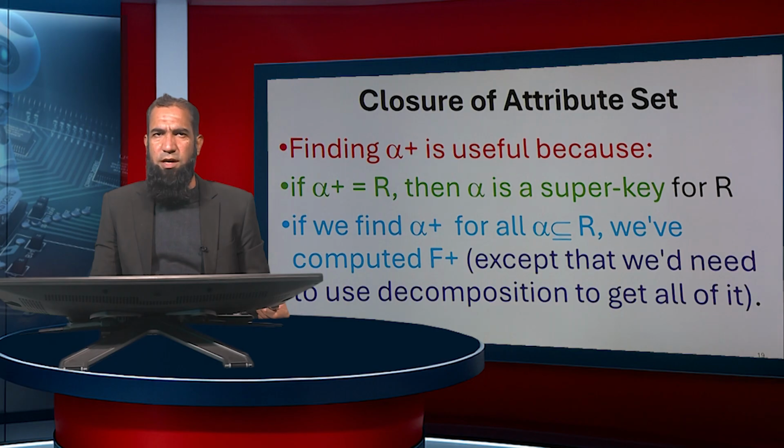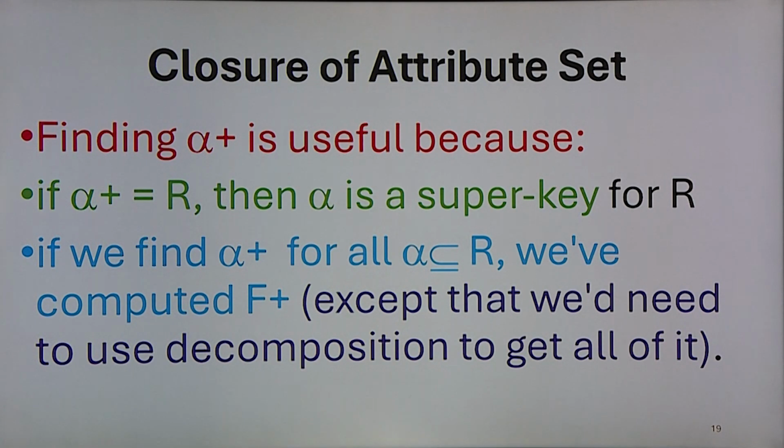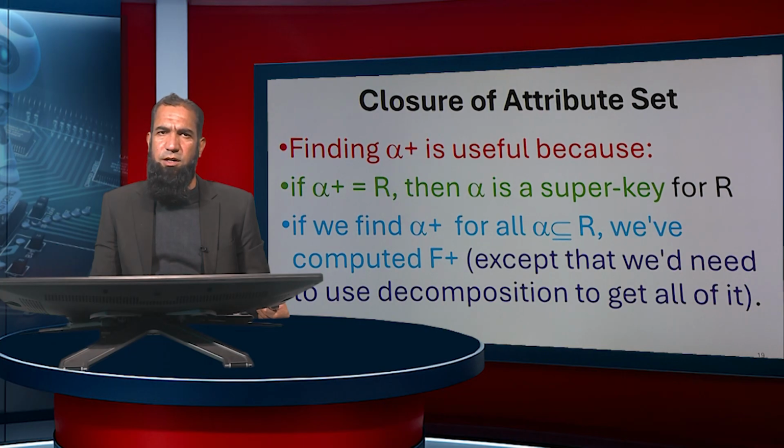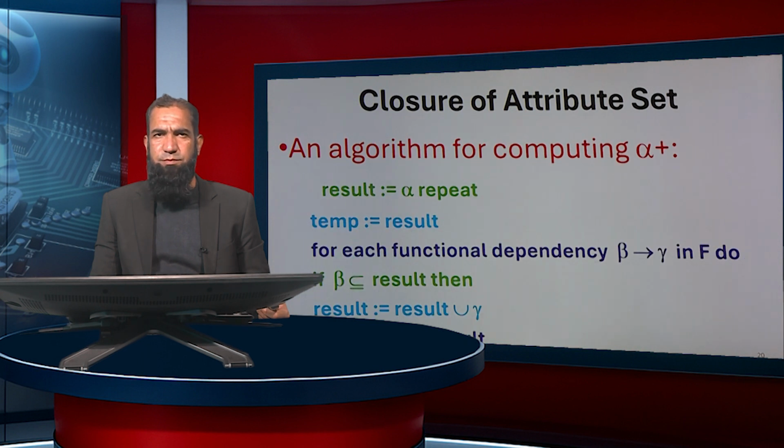Computing alpha plus is very useful in practice. First, if the closure of alpha includes all attributes of R, that is, alpha plus is equal to R, then alpha is a super key. Second, by finding the closure for every subset of attributes in R, we can determine F plus, the complete set of all implied functional dependencies. So alpha plus helps us to test keys and understand the overall dependency structure of a relation.